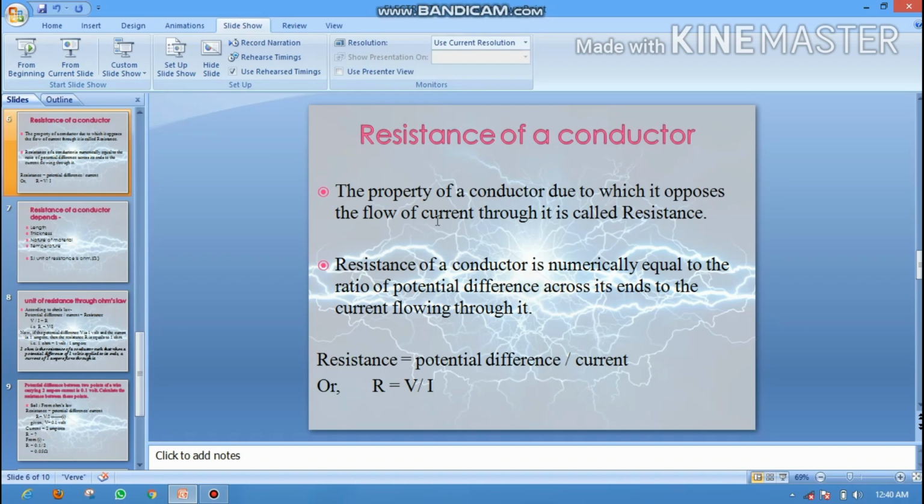Discuss resistance of a conductor, the next part of Ohm's law. So, resistance of a conductor.